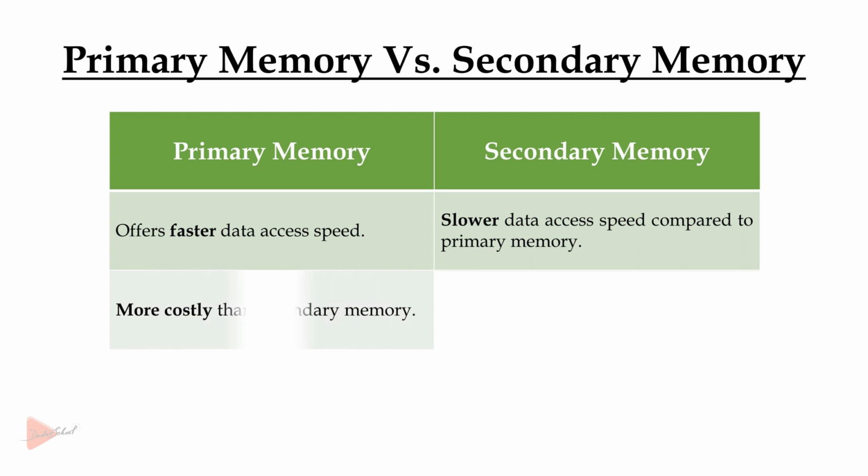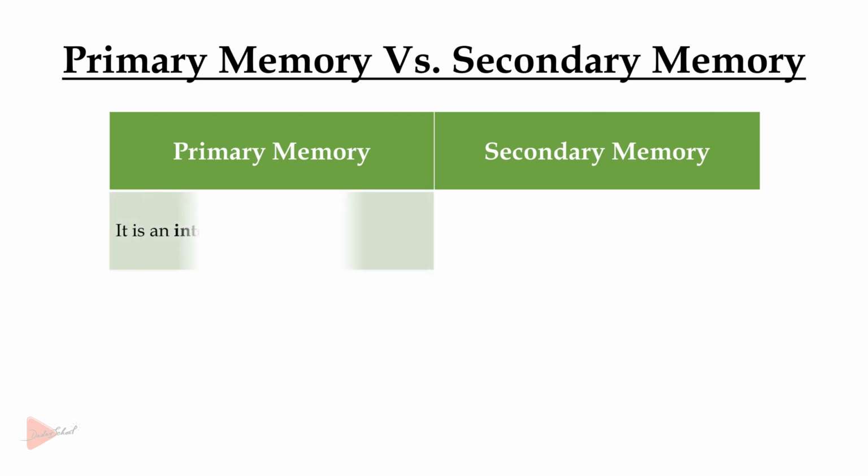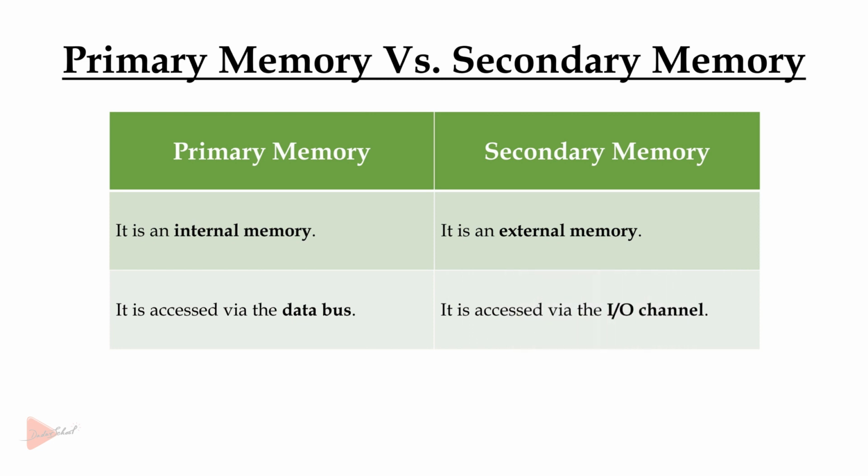Primary memory is generally more costly than secondary memory. The storage capacity of primary memory is smaller in comparison to the large storage capacity of secondary memory. Primary memory is internal and resides within the computer, while secondary memory is external. Data in primary memory is accessed via the data bus, while secondary memory is accessed through the input-output or I/O channel.